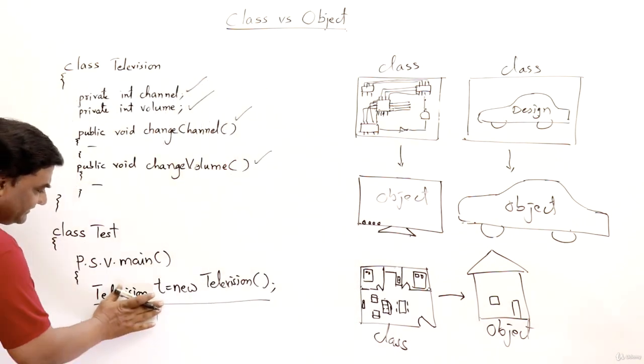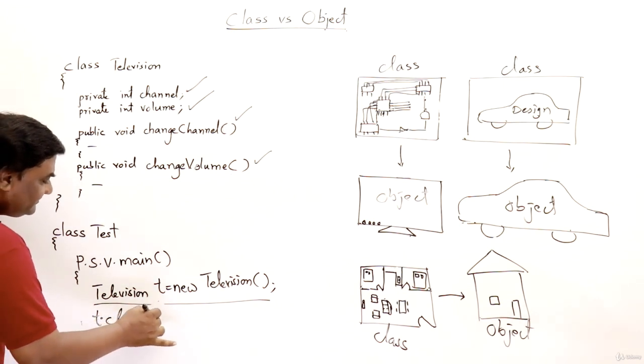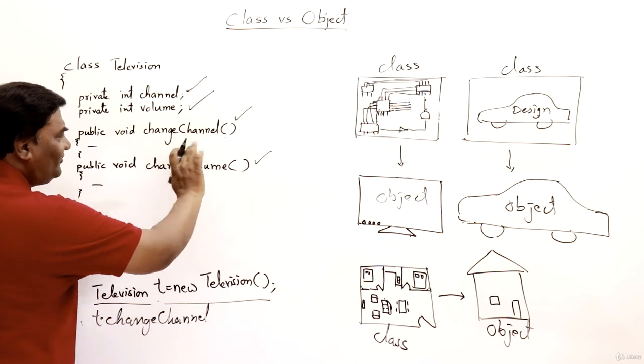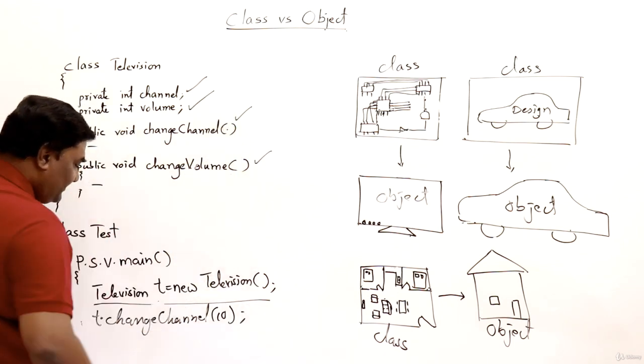Now, can I call the methods of the television, t.changeChannel? Okay, this is not taking parameters. I have not written it completely. Let us say I want to set the channel to 10 and it is taking some parameter.